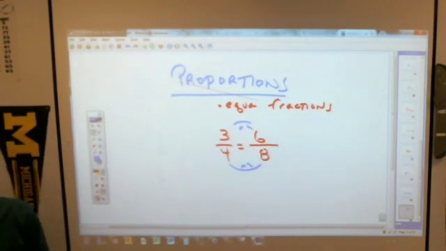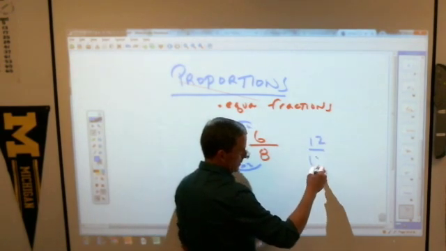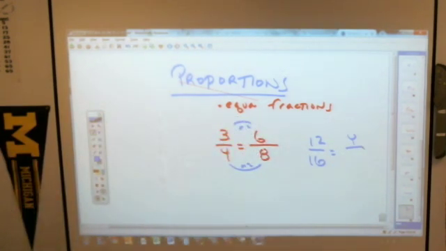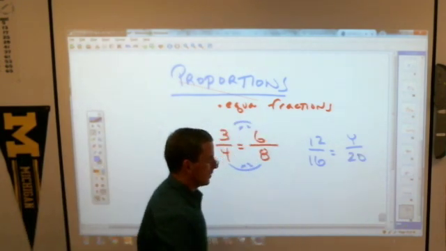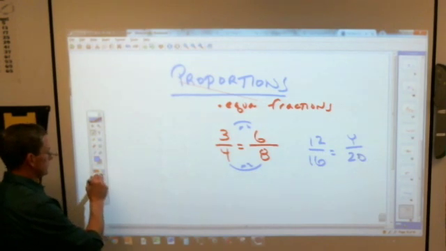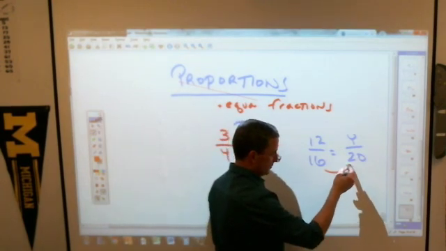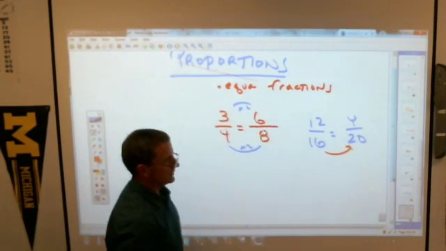But the question is, what happens if you get a fraction that looks like this? 12 over 16 equals y over, let's see, 18 maybe, y over 20. Now there's a couple ways to do this, but one of them we're going to ignore for just a little bit here. What do you do when you can't go from 16 to 20 and you don't know what that multiplier is? Here is what today's whole lesson is about.